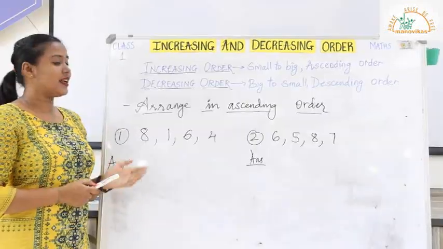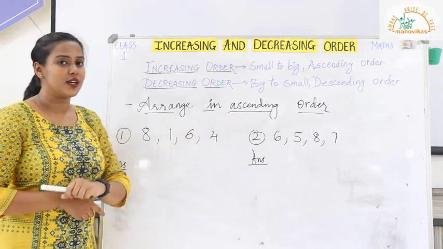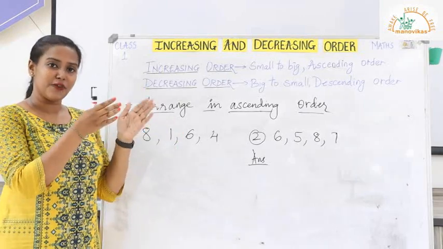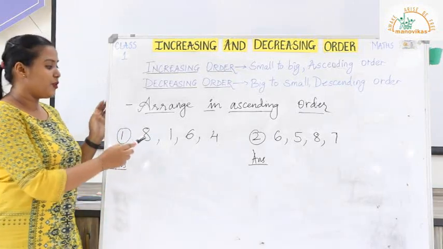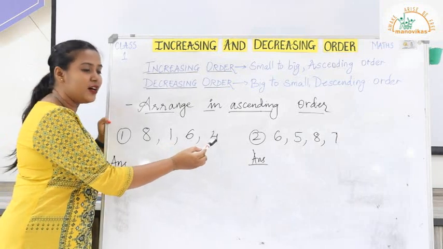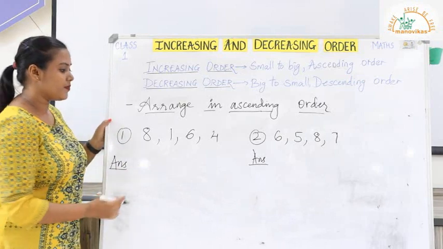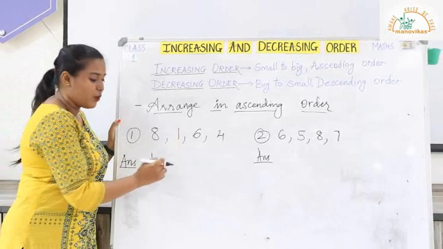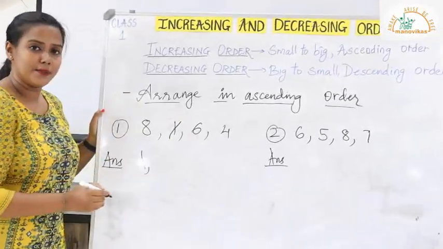Students, now let's solve an exercise wherein you have to arrange the numbers in ascending order. In ascending order, you start from a smaller number and you stop at a bigger number. So in the first example, you have 4 numbers, number 8, 1, 6 and number 4. Among these numbers, students, which is the smallest number? It is number 1. So once we write the number 1, we will cancel the number.